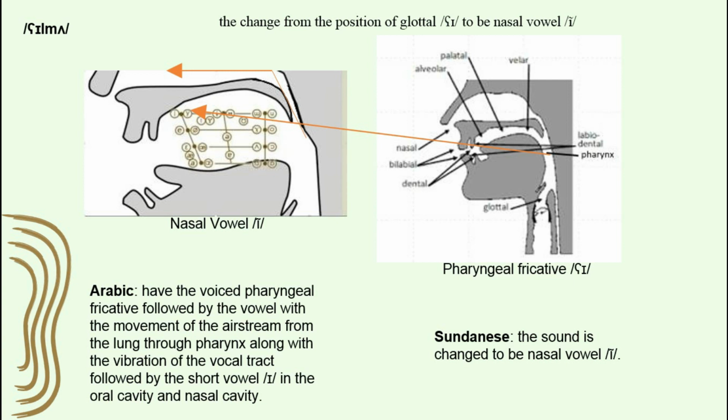Different from the Sundanese sound system, data number 2 shows that the sound is changed to be nasal vowel E. It is also actualized in the transliteration from Arabic to Sundanese. The voiced pharyngeal fricative followed by the short vowel E is pronounced as E, as seen in the Sundanese writing system in the table.